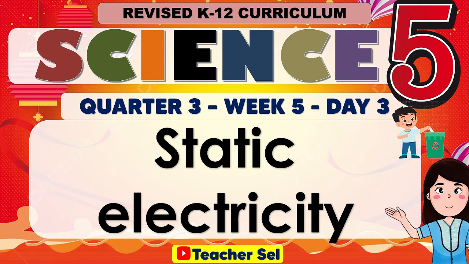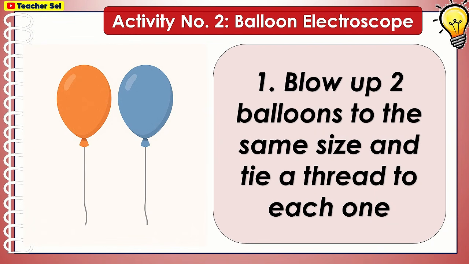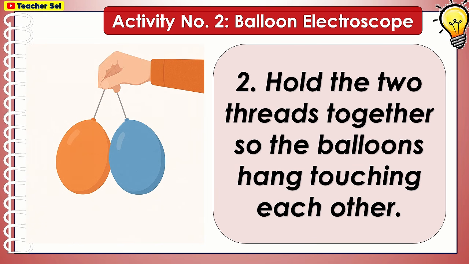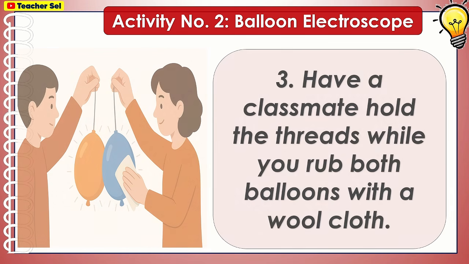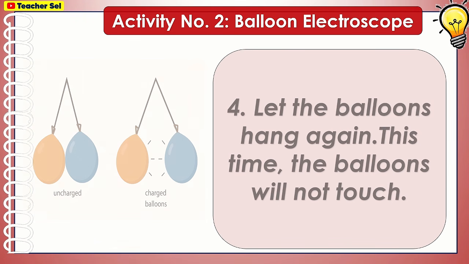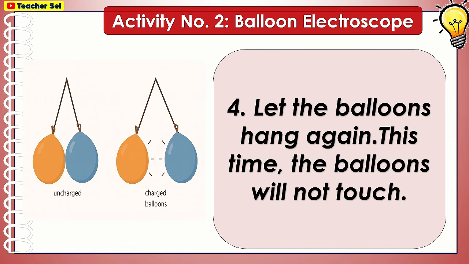For day 3. Activity number 2, balloon electroscope. Blow up 2 balloons to the same size and tie a thread to each one. Hold the 2 threads together so the balloons hang touching each other. Have a classmate hold the threads while you rub both balloons with a wool cloth. Let the balloons hang again. This time, the balloons will not touch.